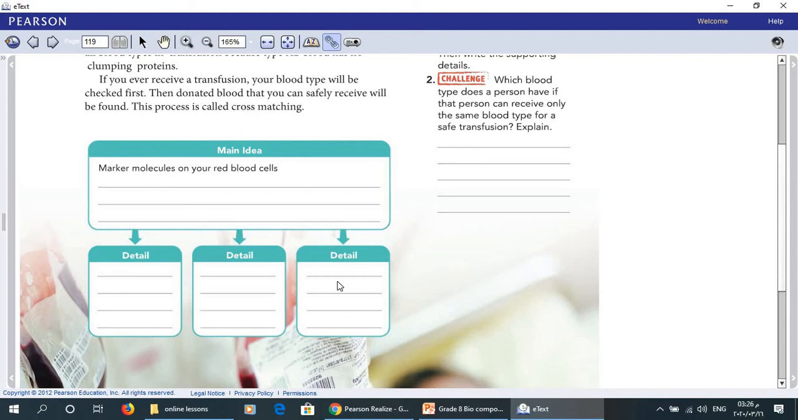Now here question number 2, which blood type does a person have if the person can receive only the same blood type for a safe transfusion? Explain. Of course here type O only receives from type O. Why? Because it will recognize markers in type A and B, because the person who has type O has clumping protein or antibodies A and B.